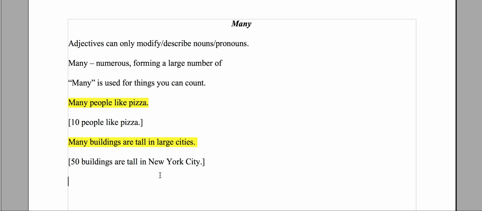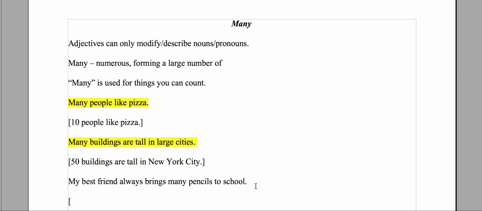So you could say something like, my best friend always brings many pencils to school. So let's say I'm a student and I got a best friend who always brings many pencils to school. So my best friend always brings many pencils to school.